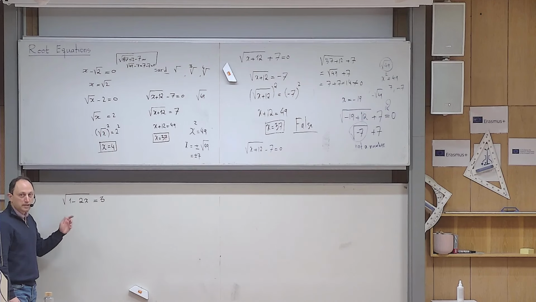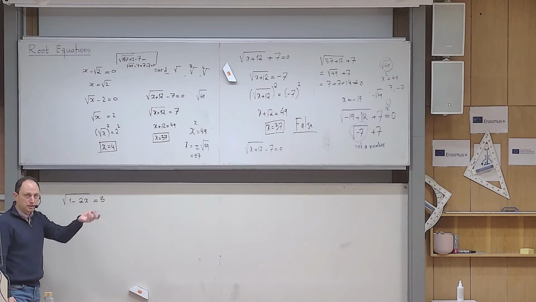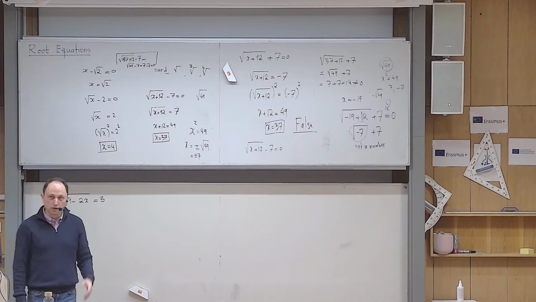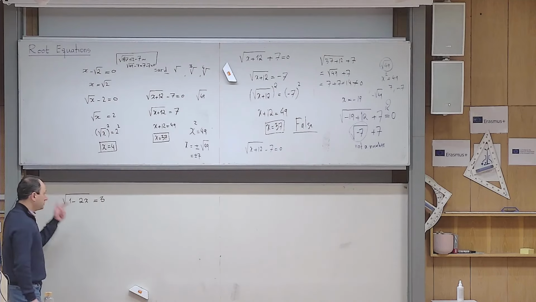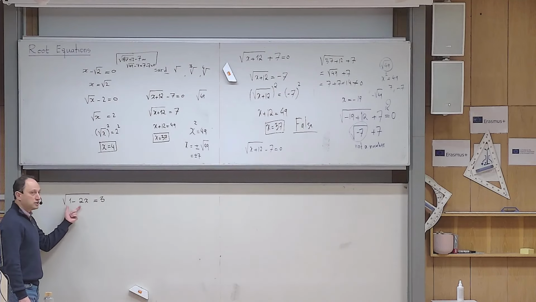How do you realize this is today's lesson? Because you see there is a square root sign and you are looking for x. Whenever this happens, this is under the topic of root equations. So you remember today's lesson. The strategy is to get rid of the square root sign.